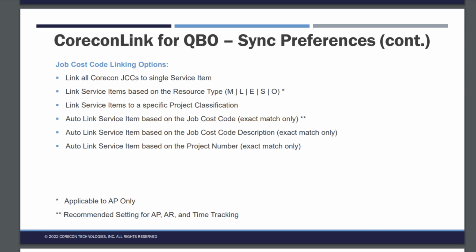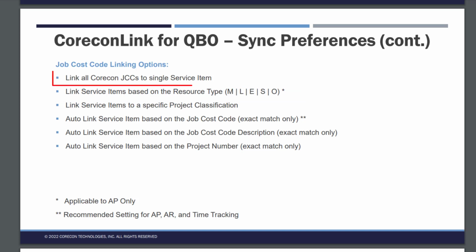Above that, another option is to link service items based on the resource type. Resource types are categories that are an additional level of detail or classification under job cost codes, namely materials, labor, equipment, subcontract, and other. This is a very popular method because only 5 GL accounts under cost of goods sold are required, and the information is summarized in a way that makes it easier to reconcile when you're trying to match total cost in Corecon to total cost in QuickBooks Online.